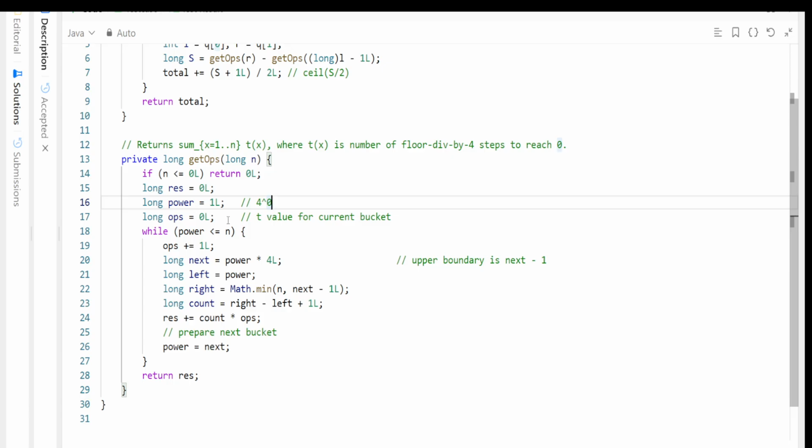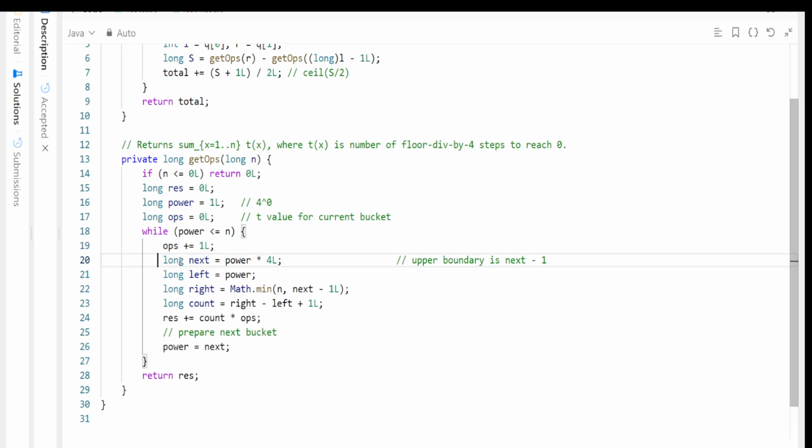Let's suppose we have a sum from 1 to n, and this is our tx, where tx is the number of floor divisions by 4. We have to take the steps and we have to reach 0. For that we have to take the power, and there will be some operations. So what we need to do is take the power less than or equal to n, and in that case each time we'll add one value here.